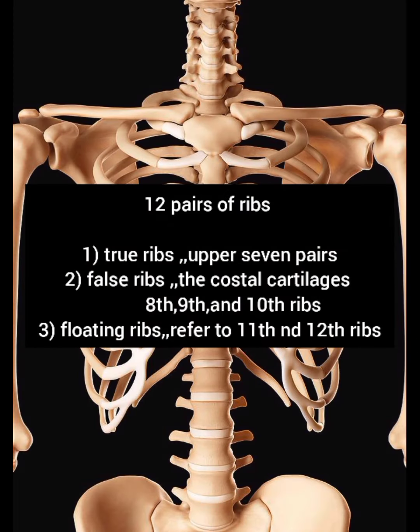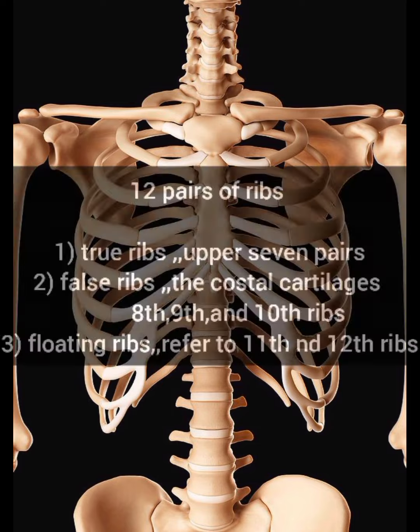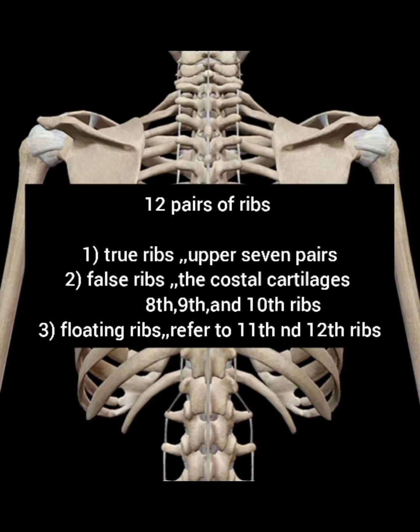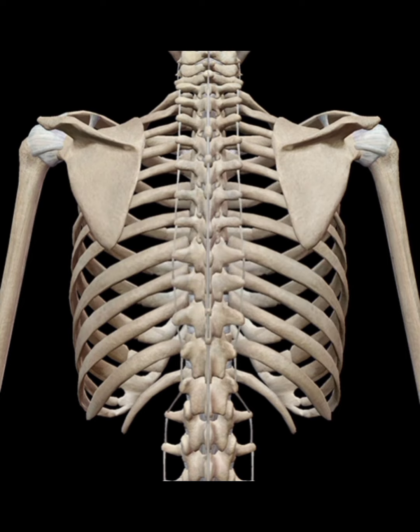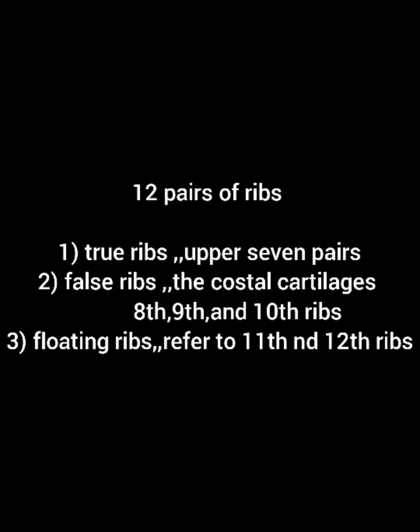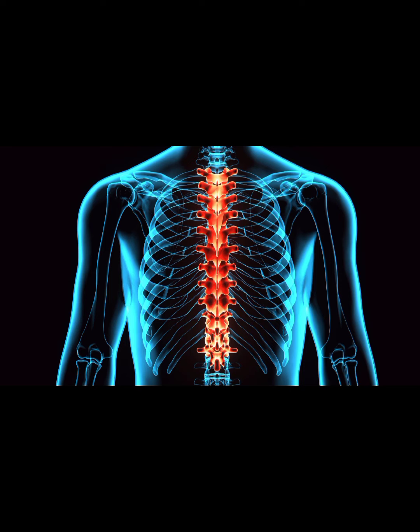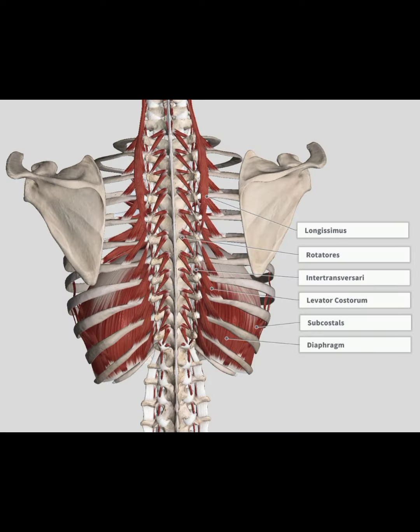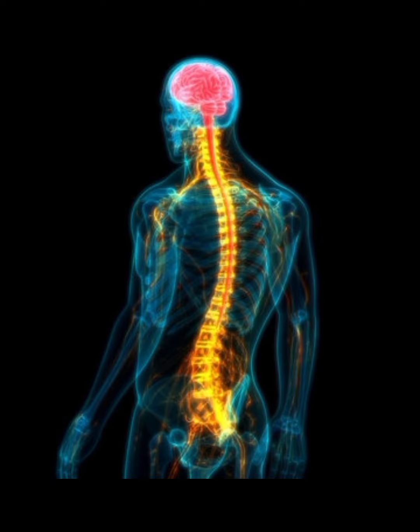Okay, and the last is floating ribs. Floating ribs refer to the 11th and 12th ribs. They are called floating ribs because the anterior ends of these ribs are free, I mean they are located in a floating situation. So these two ribs are called floating ribs. So that is all about the axial skeletal part of the body.